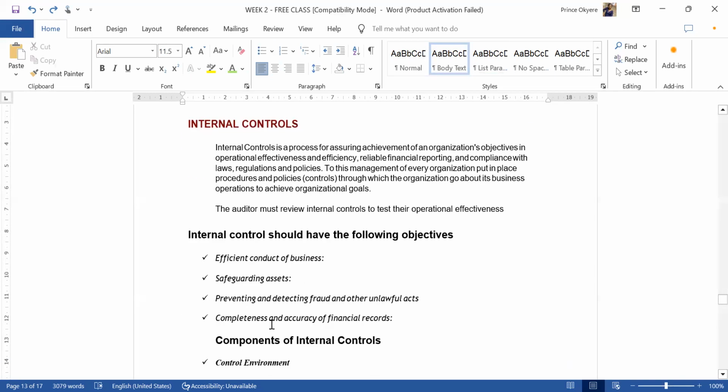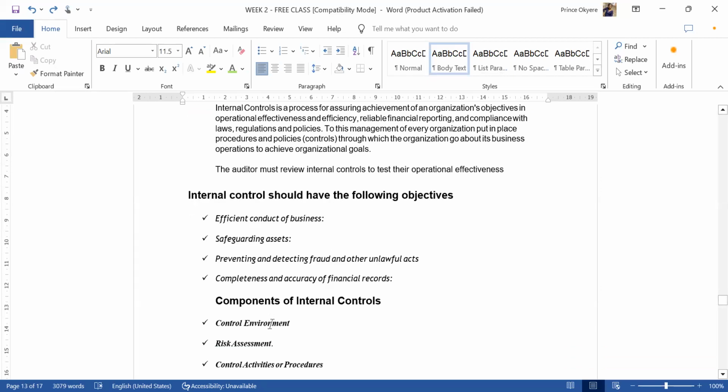Now, what are some of the objectives management will have in mind if they want to have internal controls? They want to conduct their business efficiently. They want to safeguard their assets. Looking at the example I gave, we are looking at safeguarding their cash, which is the asset that was part of the example, so that they don't experience theft in their pharmacies. Then preventing and detecting fraud. So management have this objective in mind anytime they put in place a control, and also completeness and accuracy of their financial records. Okay.